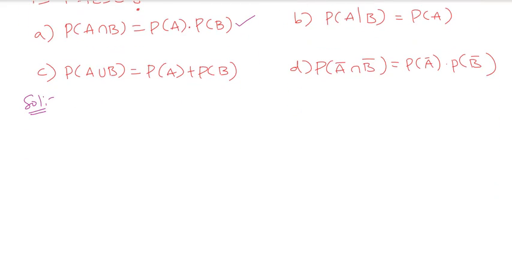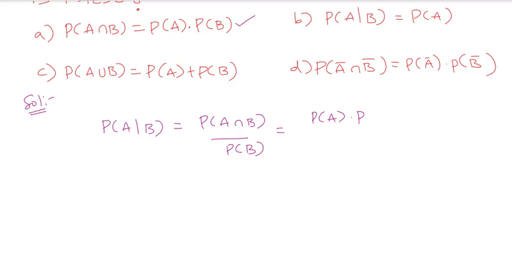Then similarly, option B is nothing but probability of A given B. Usually probability of A given B is probability of A intersection B divided by probability of B. So if it is independent events, you can represent it as probability of A into probability of B divided by probability of B. So this answer is probability of A. So this statement is also correct. So statement B is also correct.